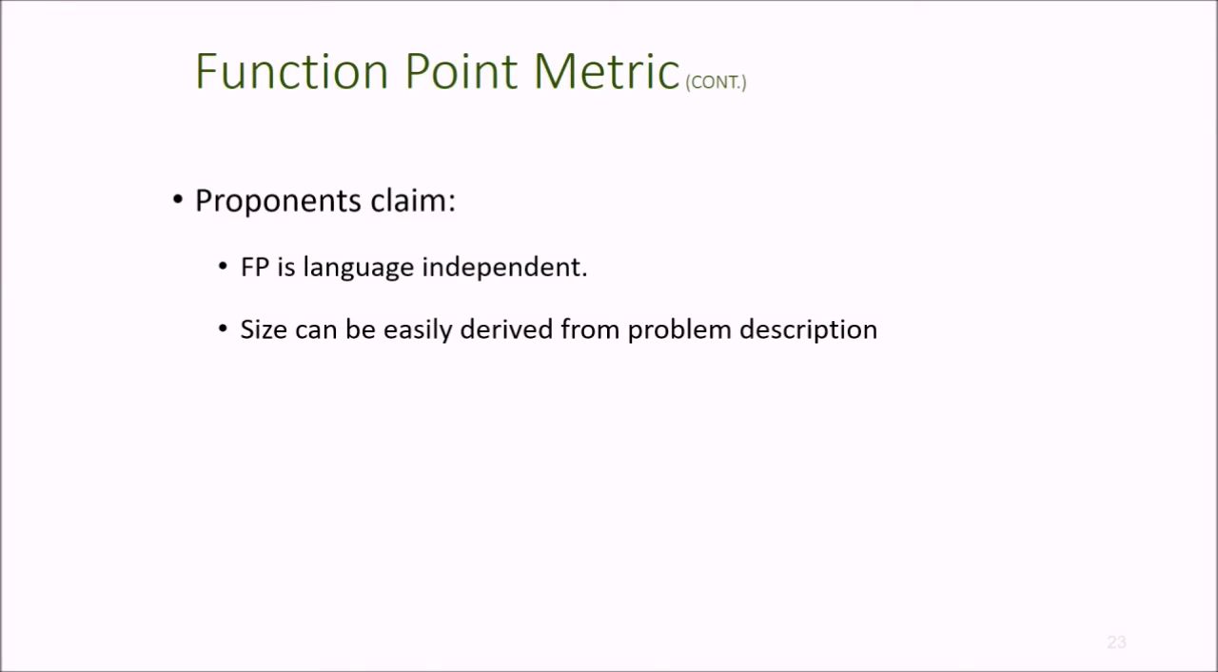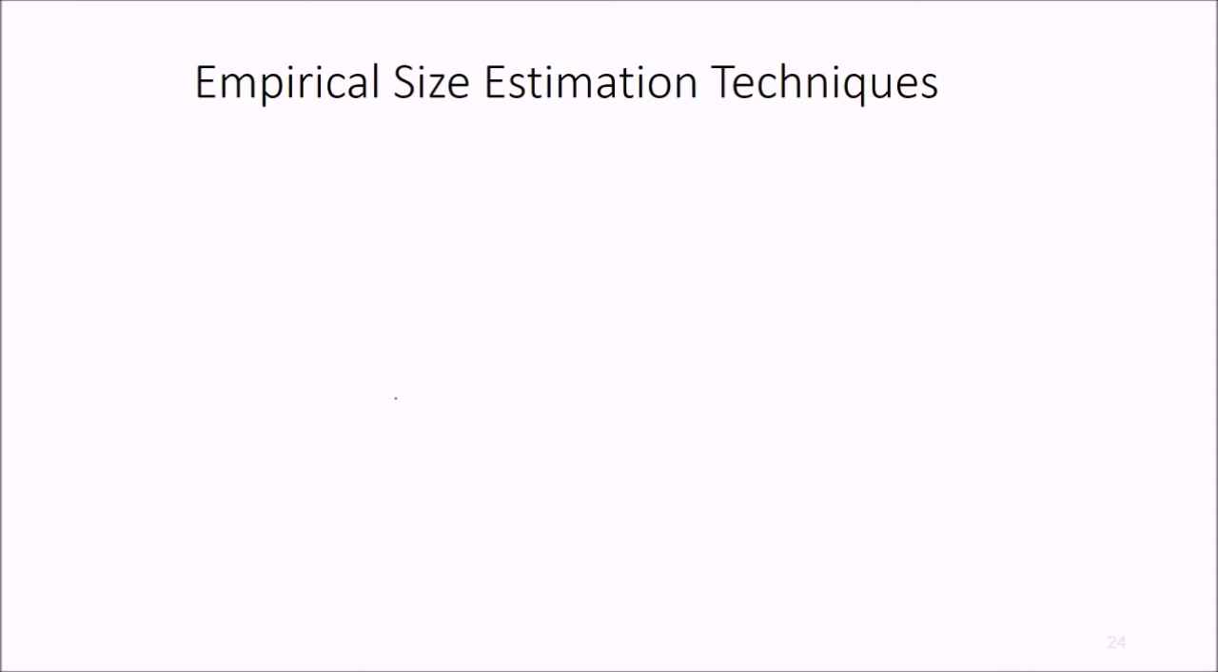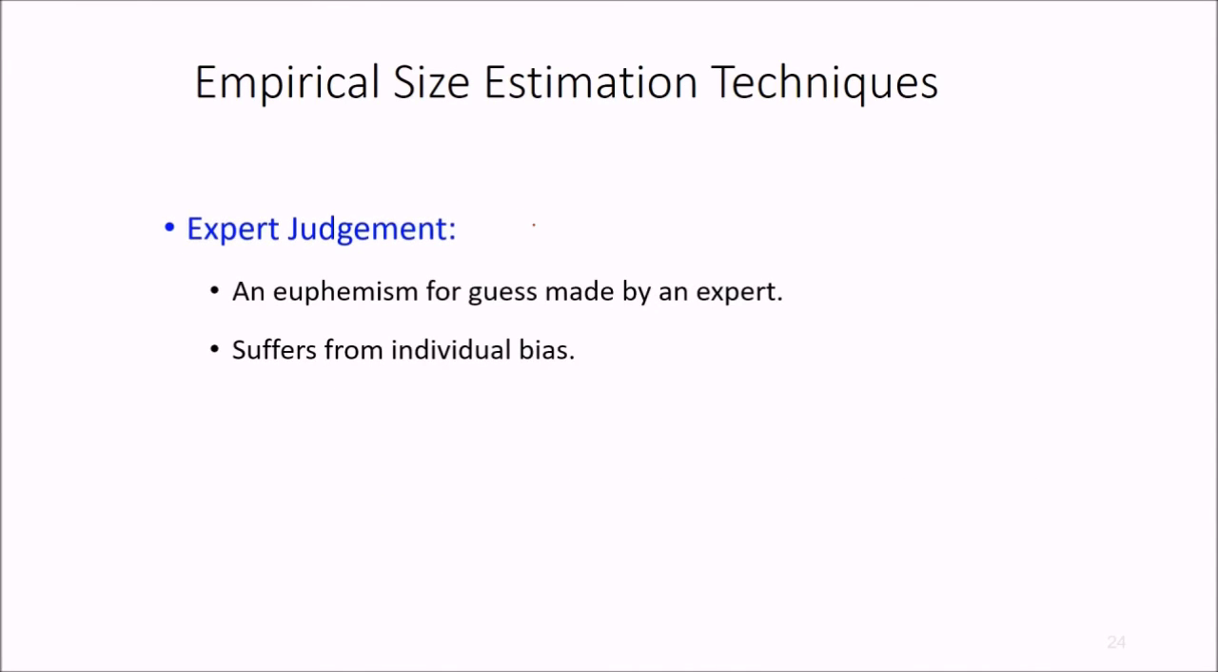The proponents claim that FP is language independent, and also that from the problem description itself the size can be easily derived. But the opponents claim that it is subjective. Different people can come up with different estimates for the same problem. So those who do not advocate this claim suggest that for the same problem various estimates can be generated. Then we come to empirical size estimation techniques.